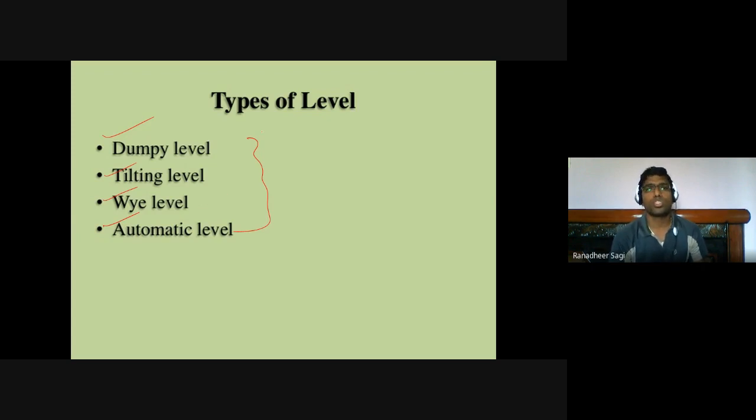Most commonly you will be seeing people using what is called a dumpy level for determining the elevations of various points. However, you can also think of using different other instruments. And nowadays, if you are required to carry out your leveling manually, people are preferring to go for what is called your automatic level, or we also call it auto level.